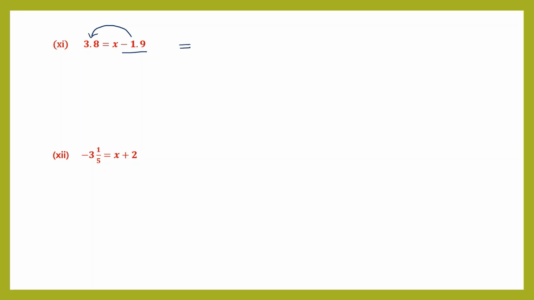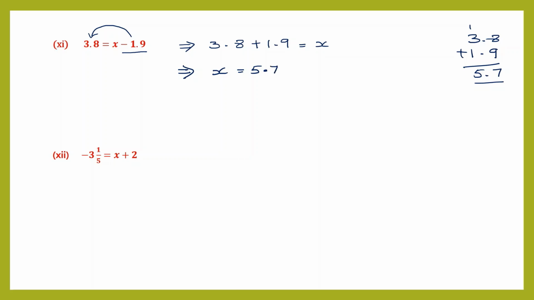So we already have 3.8 plus 1.9. This will be equal to x. Let's add up 3.8 and 1.9. 8 plus 9 is 17, carry 1. 3 plus 1 is 4, 4 plus 1 is 5. 5.7. So we have found the value of x. x is equal to 5.7. So this is our final answer.